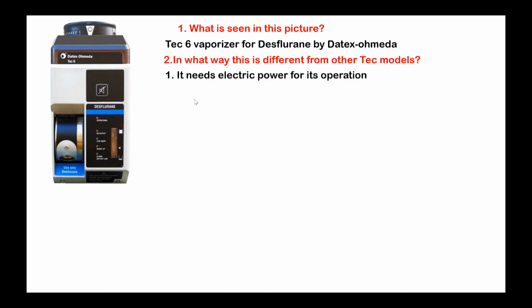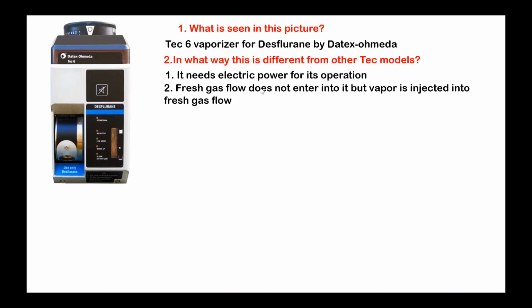That is very important. So it needs electric power for its operation, and the fresh gas does not enter into it, but the vapor is injected into the fresh gas flow. These are the two main differences from the other vaporizers. What is the temperature to which this vaporizer is heated? The electrical power is used mainly to heat the liquid. What is the temperature to which the desflurane liquid is heated?